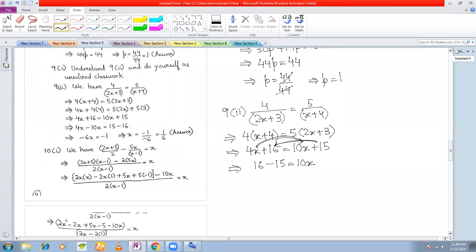4x you are taking on this side. So from plus 4x, this is going to become minus 4x. So you get here 16 minus 15 is 1 and 10x minus 4x is 6x. That means you're getting 6x is equal to 1. That means you're getting x is equal to 1 by 6. And that is your answer.